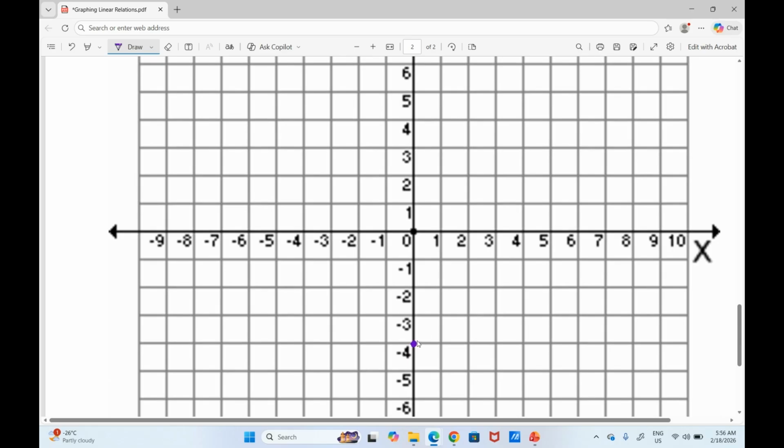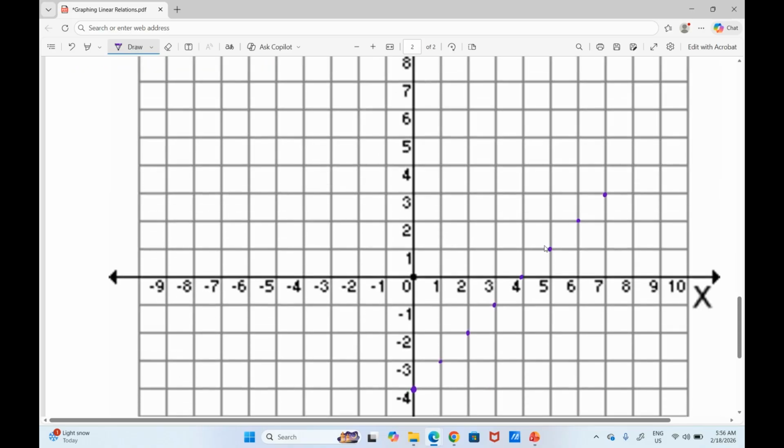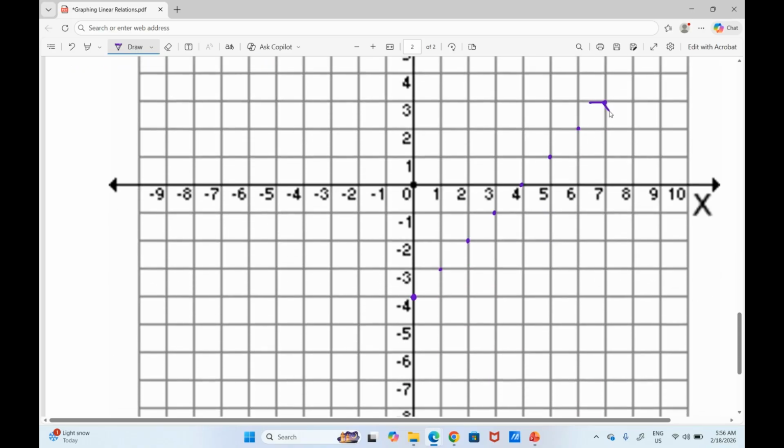Now let's rise by 1, go across by 1. Rise by 1, go across by 1. Notice how easy this would be to graph. I didn't even need to use a table of values. Now, since this is an equation of no context, I'm going to draw an arrow to indicate that this goes on forever and connect the points.